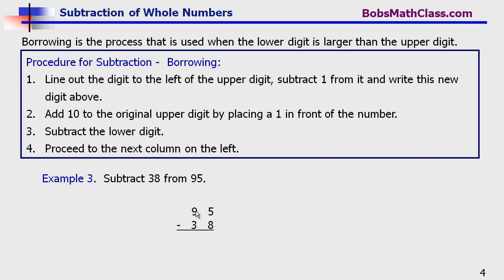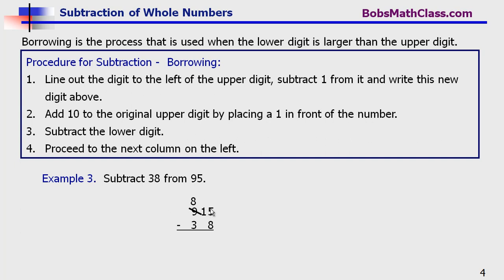So you go to the number to the left and line out that number 9. And we're going to subtract a 1 from it. So if we subtract 1 from 9, that's going to make it an 8. And then we're going to write a 1 in front of the upper digit. So that now becomes a 15. So this 9 was a tens place. We actually borrowed a 10 from the 9 and added the 10 to the ones place. That's why it now became 15.